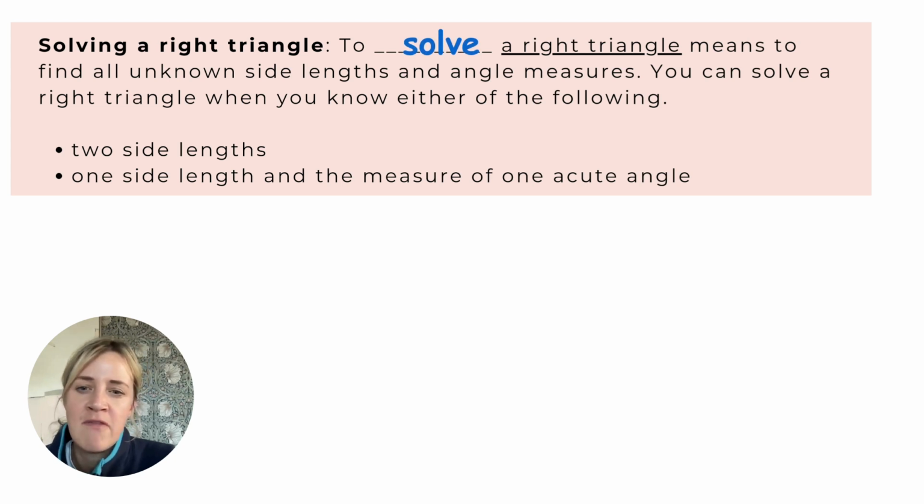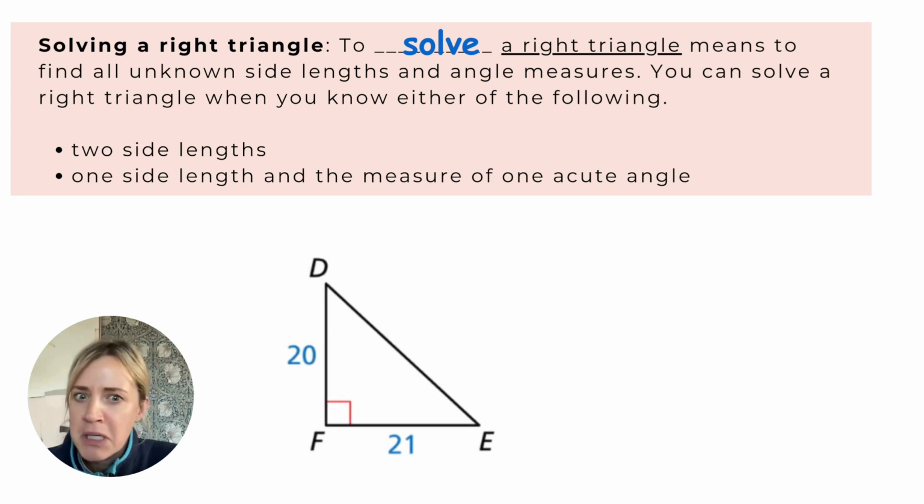You can solve a right triangle when you know either of the following. If you know just two side lengths, for example, here, obviously we already know one angle. Yes, I know, but it's called a right triangle, so that's a given that we know one angle measure. We know that it has a 90-degree angle. So if you know it's a right triangle, and you know two side lengths, you can solve the right triangle.